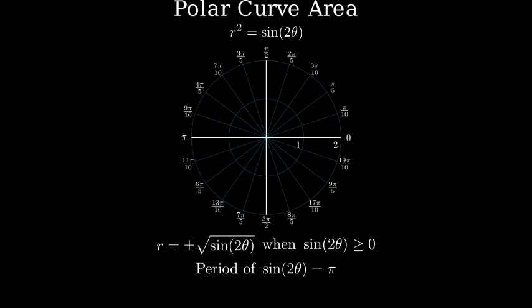Let's trace out one loop of our curve. Notice how the curve starts at the origin when theta equals 0, expands outward as sine of 2 theta becomes positive, and then returns to the origin when sine of 2 theta becomes 0 again.